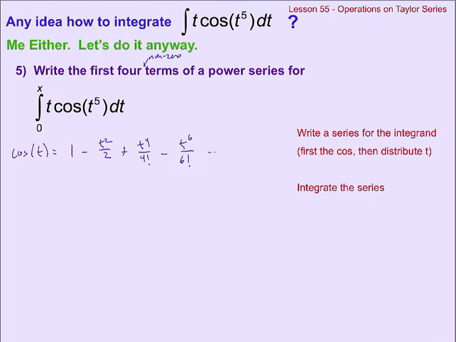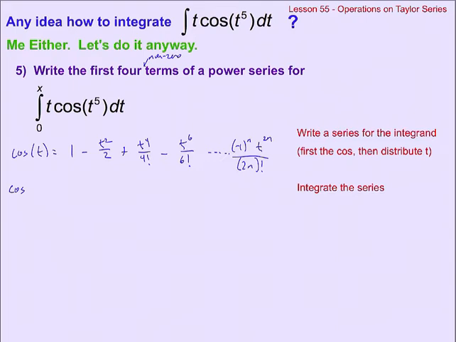And then we can write that as the general term. We know it's alternating, so it's negative 1 to the nth. And we know our t is being raised to the even powers, and our factorials are those same even numbers. Sorry, that should say 2n, not 2t. Okay, then using the same trick we used in the last example, we're going to plug in t to the 5th.